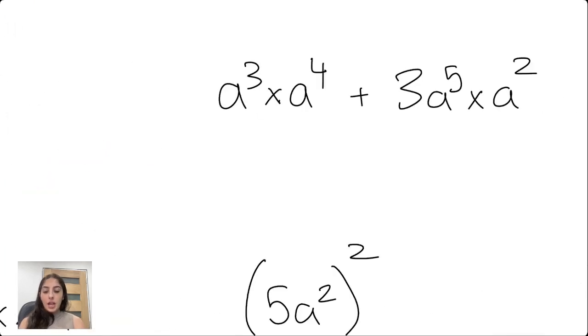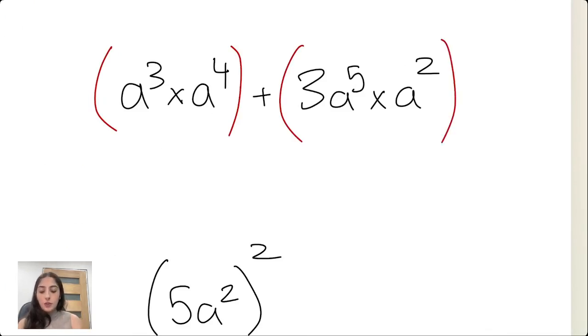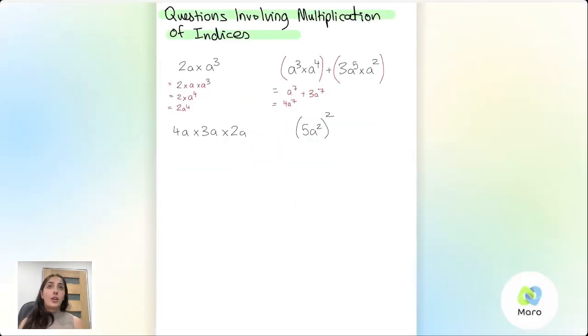The next one. As I said, you should put brackets around the multiplication because you should do it first. So this first one I get a to the 7. The second one I get 3a to the 7. And so from algebra you should know that a to the 7 plus 3a to the 7 is 4a to the 7. Okay? So now we're mixing indices with algebra.